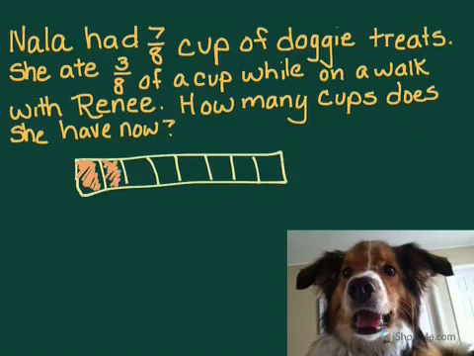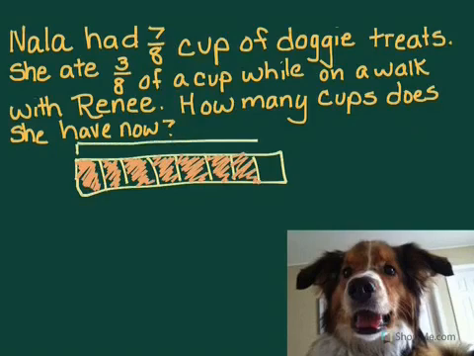1/8, 2/8, 3/8, 4/8, 5/8, 6/8, 7/8. So that is how much she had to start, was the 7/8, eighths.